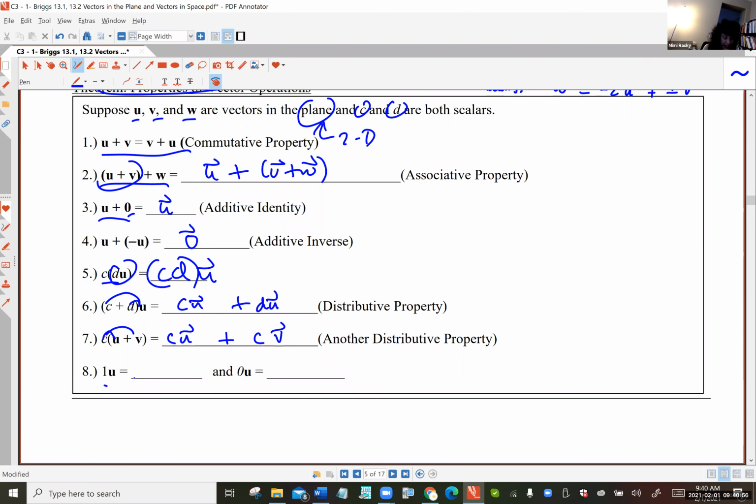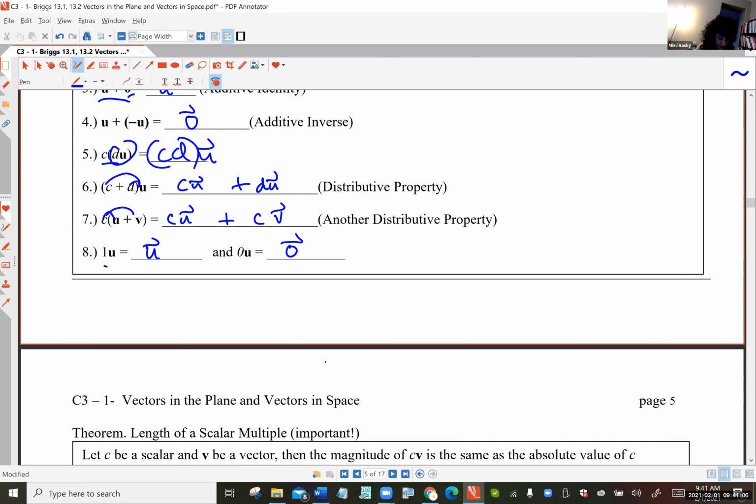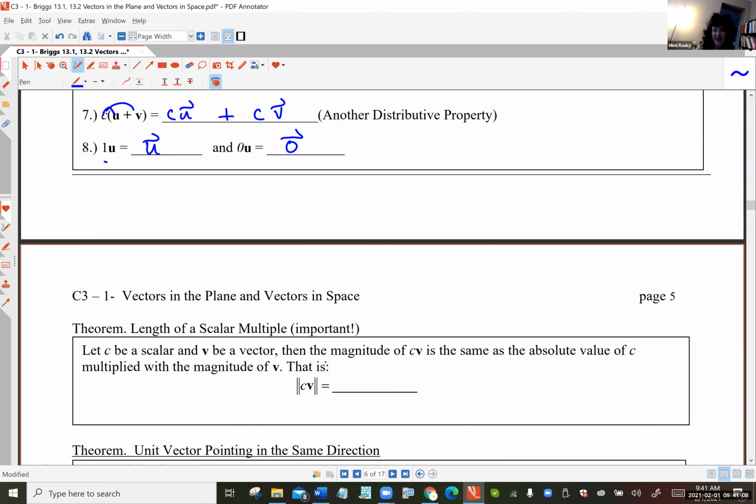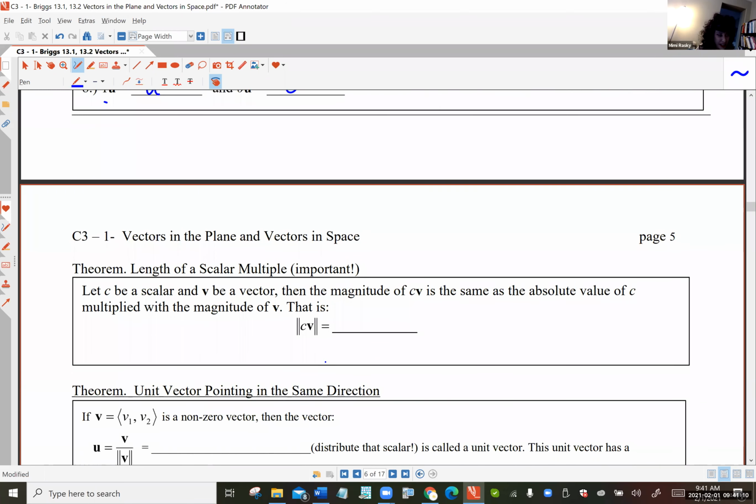If you're multiplying any vector with a 1, you're just going to get the vector. That's the identity. And any vector multiplied with a 0, you'll get the 0 vector. Okay, fine. Pretty easy peasy. It's what you'd expect. Nothing fancy there.